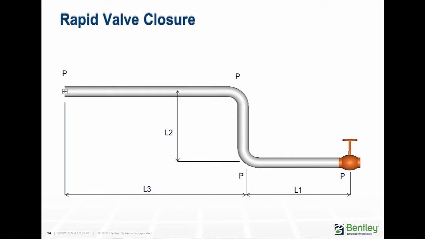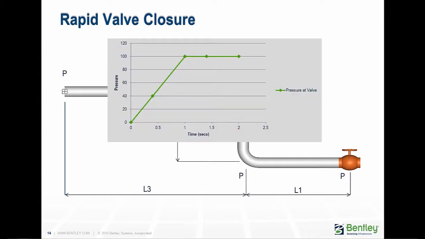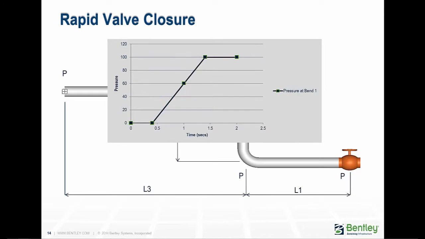To illustrate this, let's assume our valve has a slow closure time of 1 second, and the time taken for the pressure wave to travel the distance L1 is 0.4 seconds. The pressure builds up as the valve closes, but before it can reach maximum pressure, the wave has travelled down the pipe and reached the first bend. The pressure there begins to rise, balancing out the pressure at the valve.